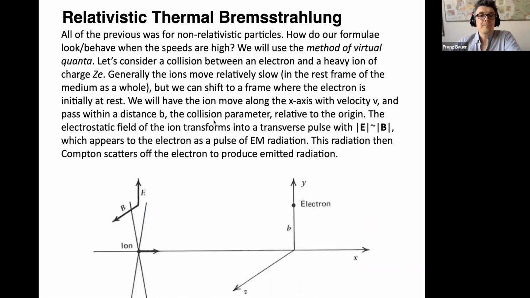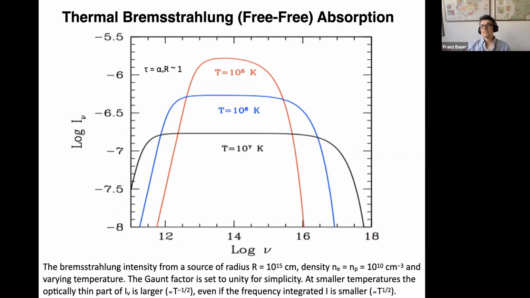Okay. Any questions on this? This is all sort of classical Bremsstrahlung, and we're now going to move into the regime of relativistic Bremsstrahlung and see how this differs. Everyone's happy so far? As much as you can be, okay.